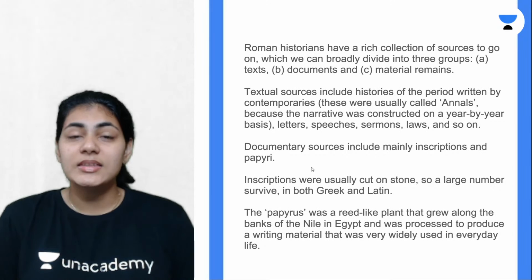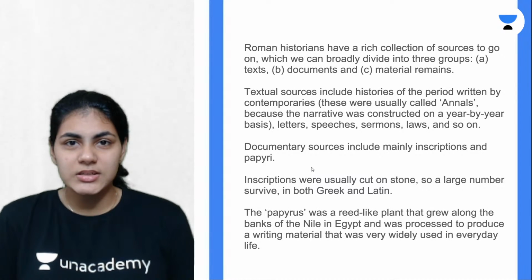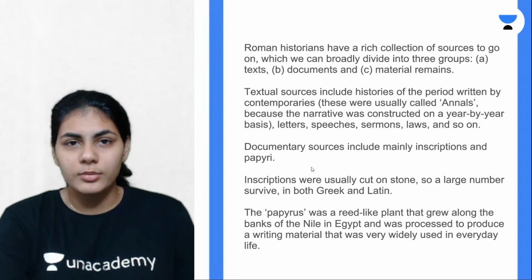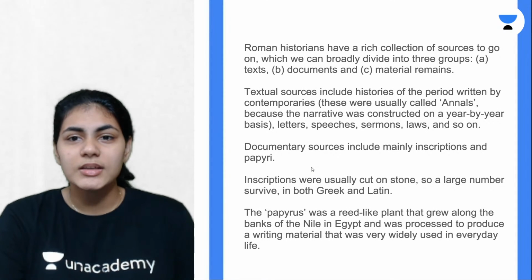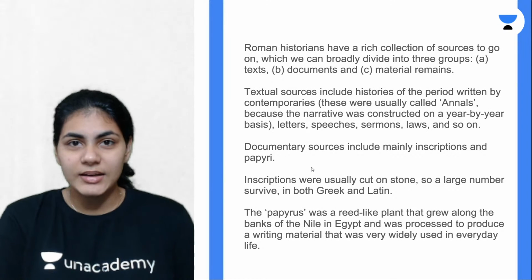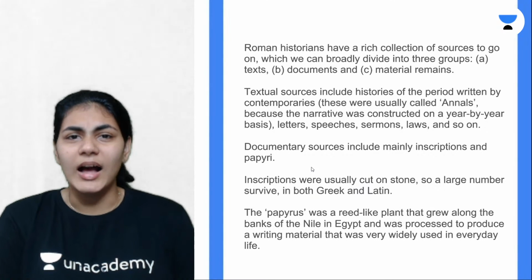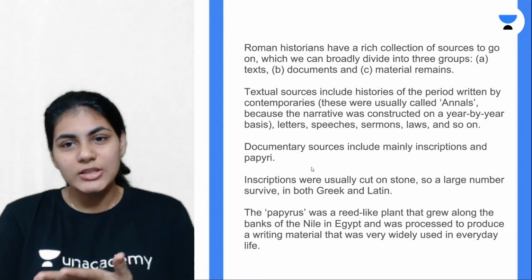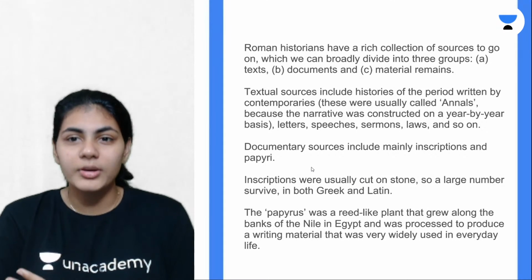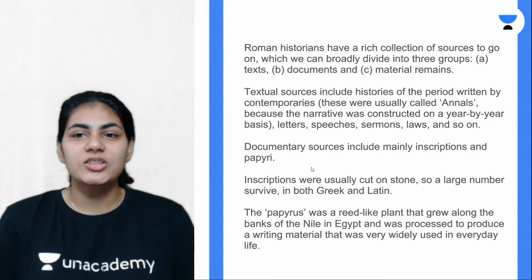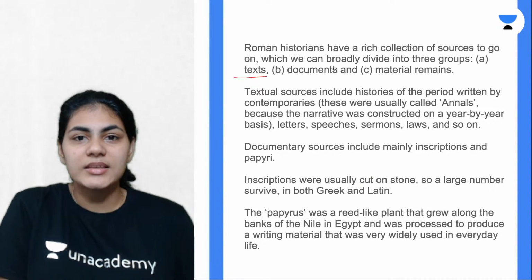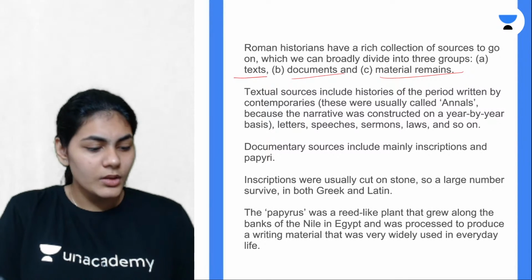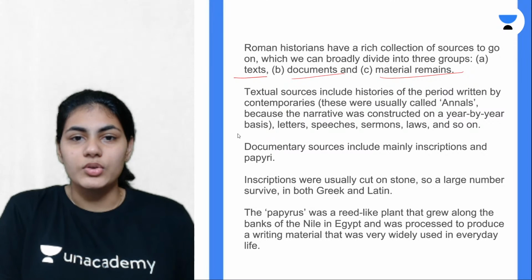The first is the texts, textual sources. The second are the documents. We'll see what documents are and what constituted documents. The third is the material remains, right? Like all of these archaeological stuff like coins, inscriptions and all. We'll look at each of them in detail, but remember that the broad 3 classifications are text, documents and material remains. So what are textual sources, right?